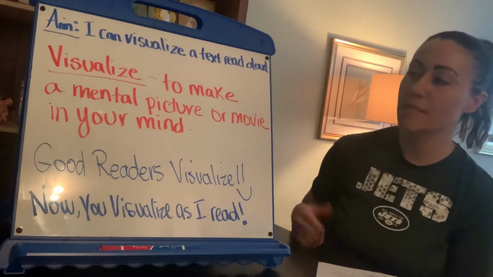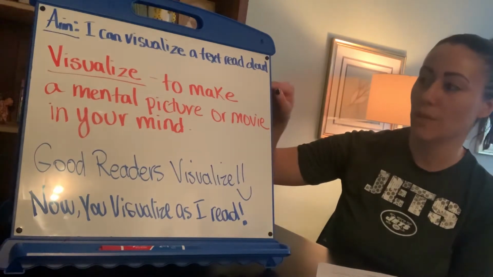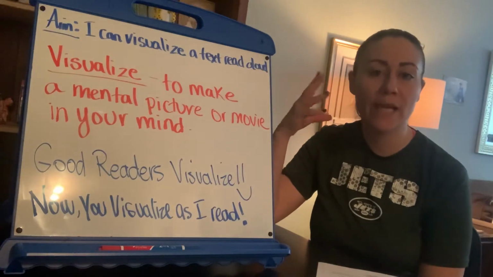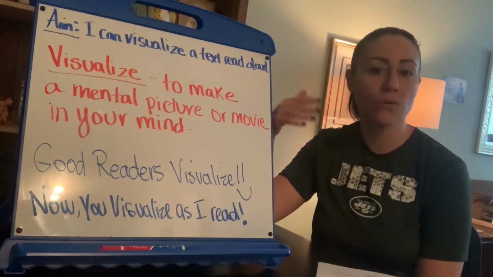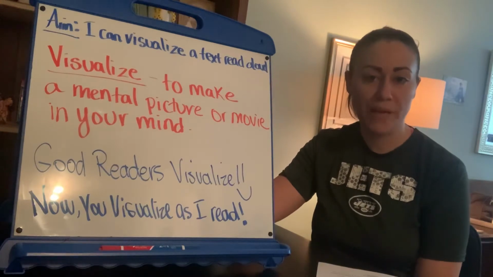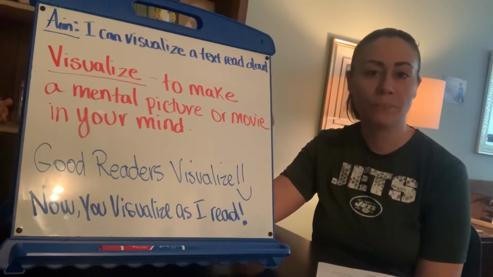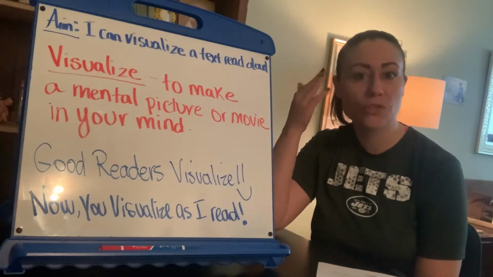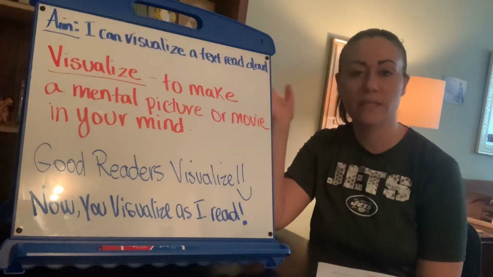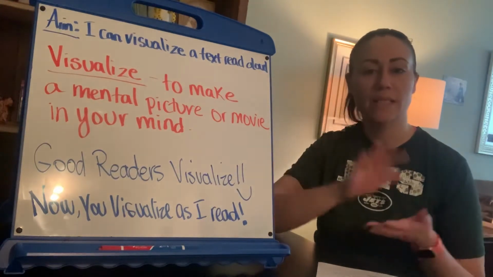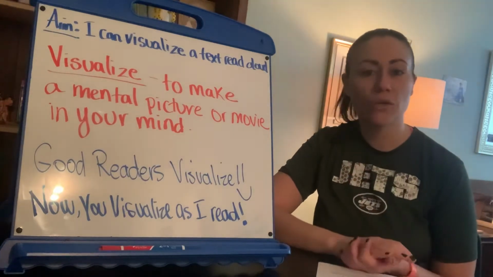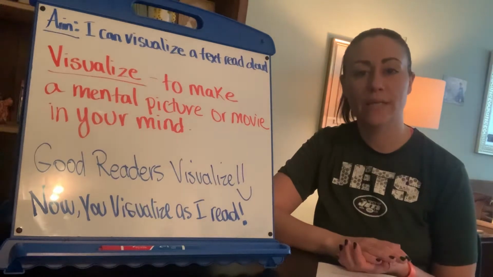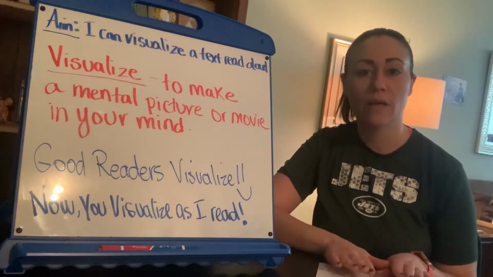And as I'm reading to you guys, I want you to be visualizing. So when you visualize, you make a mental picture or a movie in your mind to what you're listening to. Not all books are going to have pictures, so sometimes when you're reading, or actually all the time when you're reading, in your mind you should be making pictures of what you think the characters look like, what you think the setting looks like, what you think it looks like as the events happen. So this is something that good readers do naturally. Good readers visualize. So I want you guys to practice visualizing while I'm reading the story.